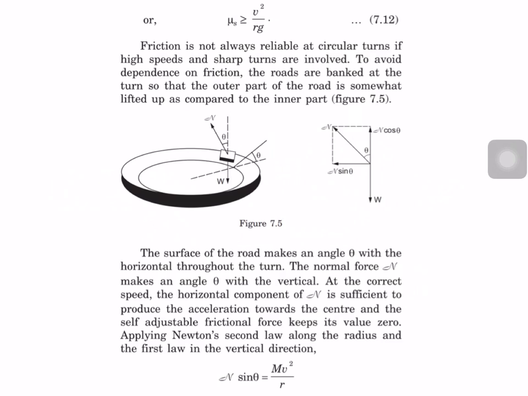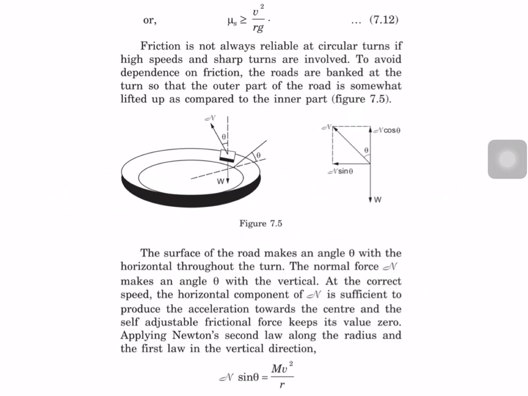From the diagram, you see the angle theta is made between the ground and the elevated road. So the surface of the road makes an angle theta with the horizontal throughout the turn, and the normal force makes an angle theta with the vertical. At the correct speed, the horizontal component of N is sufficient to produce the acceleration towards the center, and the self-adjustable frictional force is kept at zero.